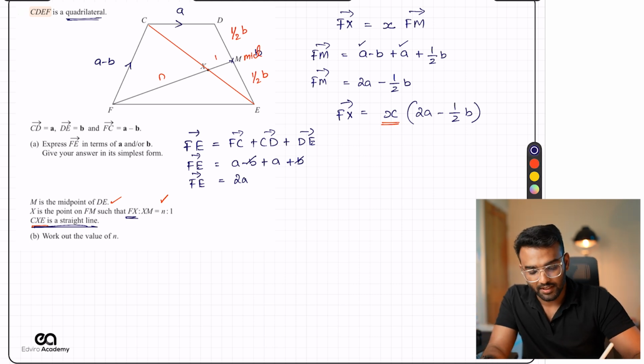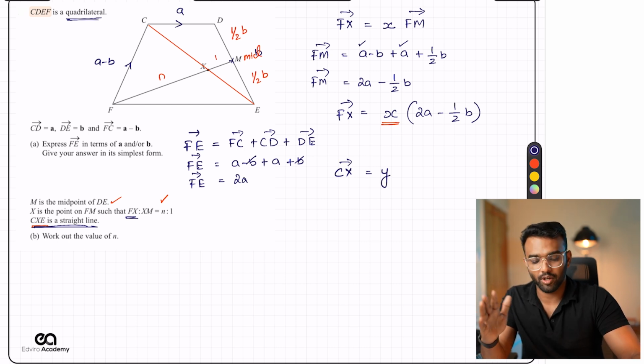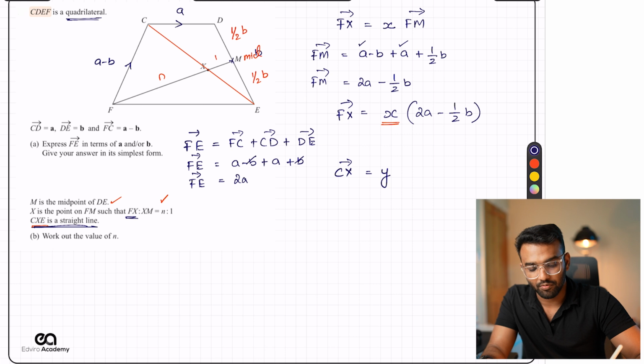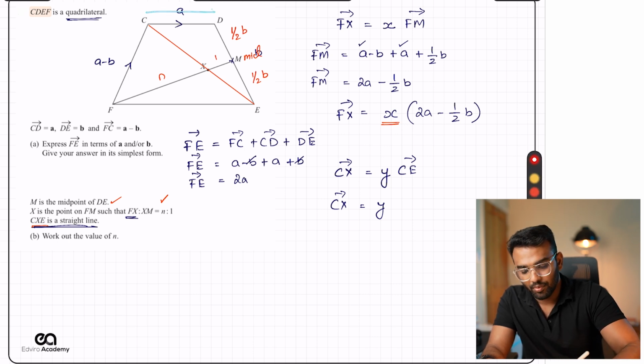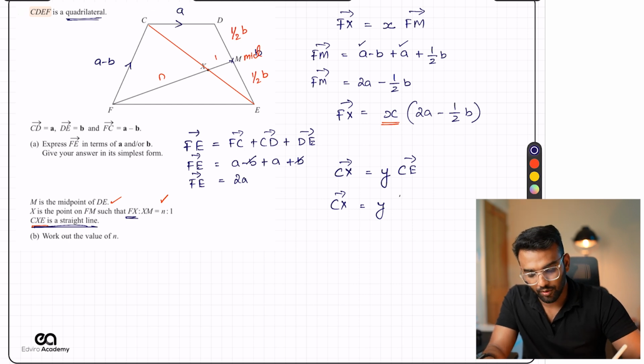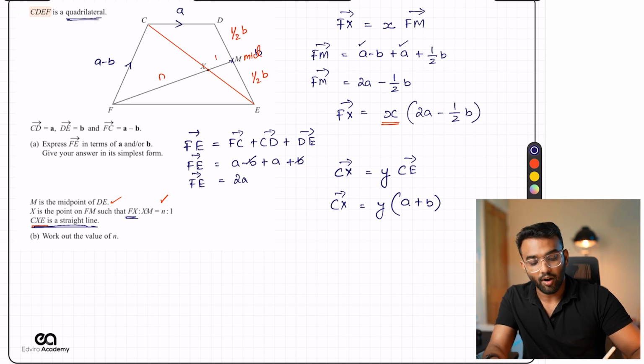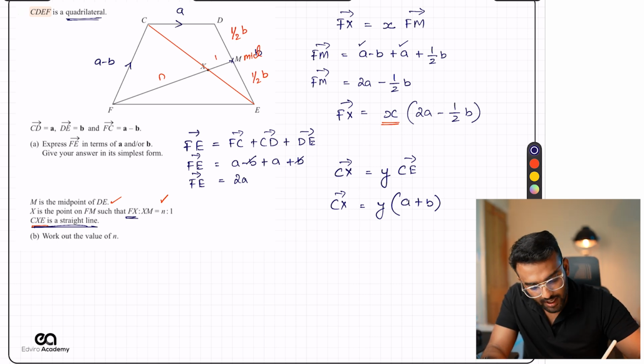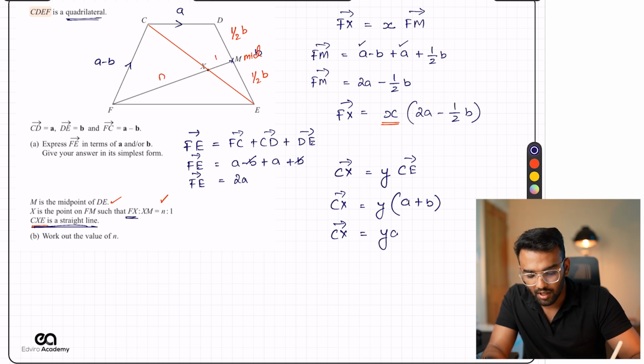Could I write CX as a multiple? So I'm going to put a different variable, I'm going to put y for now, as a multiple of CE. Okay, so CX equals y times CE. How do we know what is CE? CE is a plus b, isn't it? Because DE was given to us as b. So here we have a plus b. That is simply the value of CE. Now I found out CX in one way. So CX really can be also written as ya plus yb.